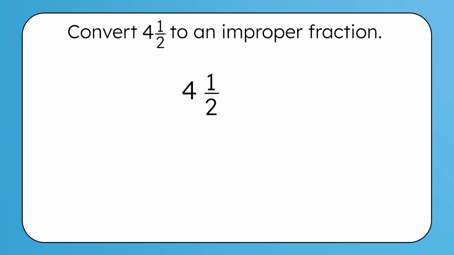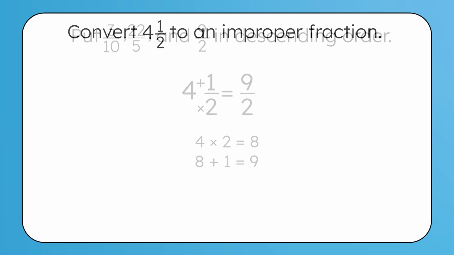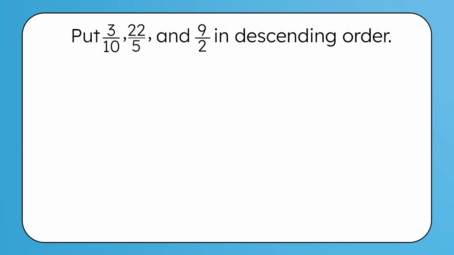Now, let's convert 4 and 1/2 to an improper fraction. 2 times 4 equals 8, plus 1 equals 9. So 4 and 1/2 is 9/2 as an improper fraction. Now, we need to put 3/10, 22/5, and 9/2 in descending order.